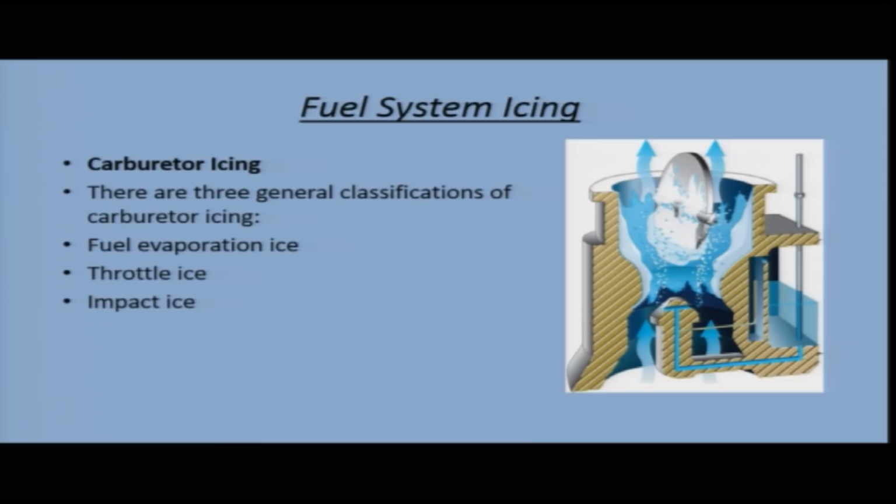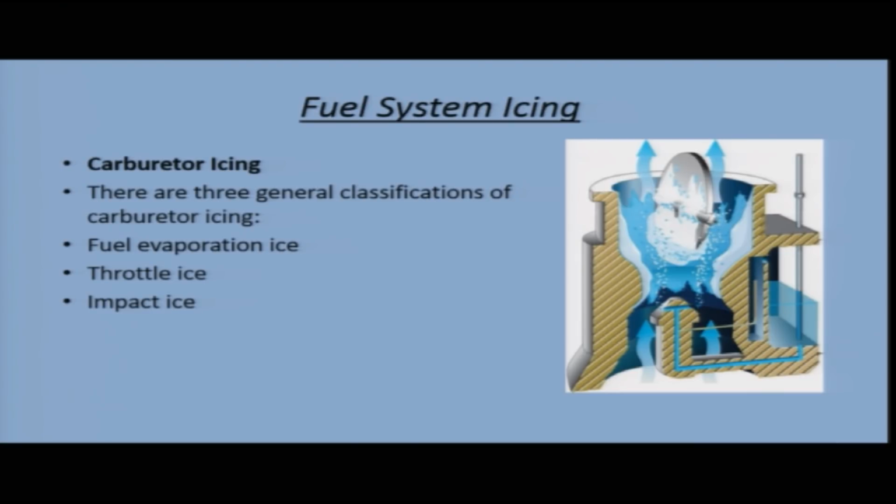Now, another serious problem or disadvantage of carburetors, the fuel metering devices, is fuel system icing. Since the aircraft is operating in different types of climatic conditions, it is prone to icing. Let us see what the different types of icing are that take place in the fuel system. In the fuel system, the fuel air metering unit carburetor is used.